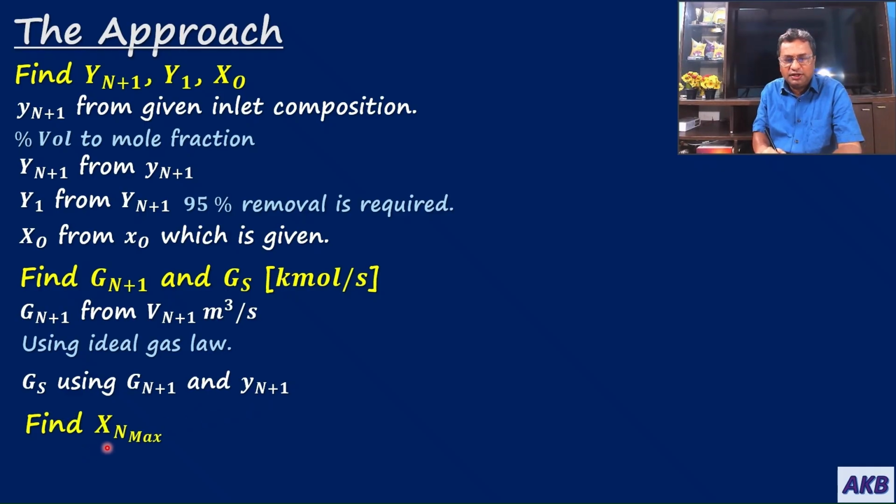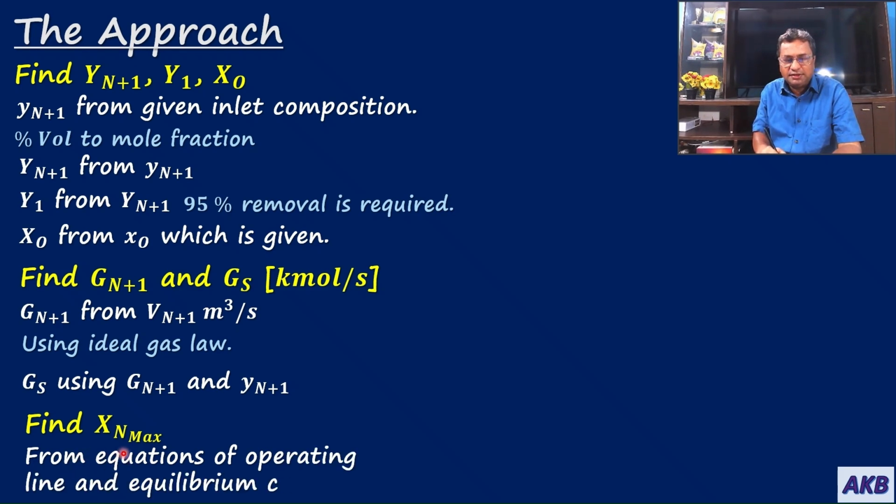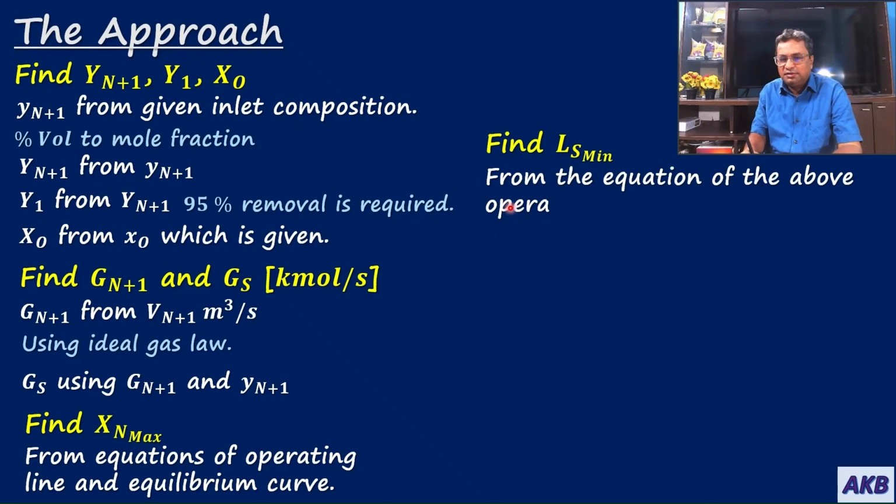Then after that we will find out Xn max. And how are we going to do that? We will get Xn max from equations of operating line and equilibrium curve. So by using the equations of operating line and equilibrium curve, you can get Xn max. Then we will find LS minimum. That we will be getting from the equation of the above operating line, the operating line corresponding to minimum liquid to gas ratio. Then after that we will get LS and L0.